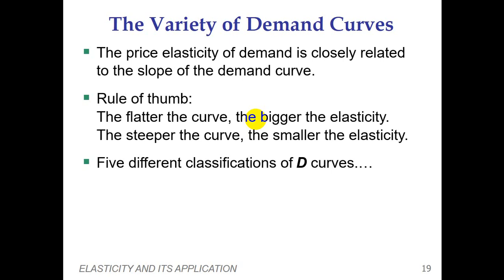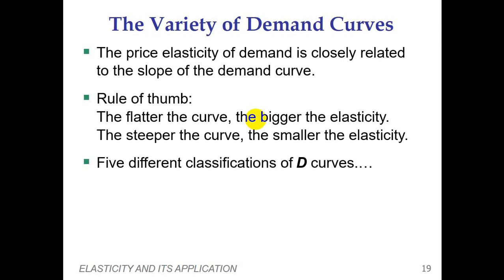The flatter the curve, the bigger the elasticity. The steeper the curve, the smaller the elasticity. As the curve moves towards the horizontal axis, it becomes flatter and flatter, so you can say that commodity has elastic demand, or a perfectly elastic good. If the curve moves towards the vertical axis, it becomes steeper and steeper, so that curve has lesser elasticity.